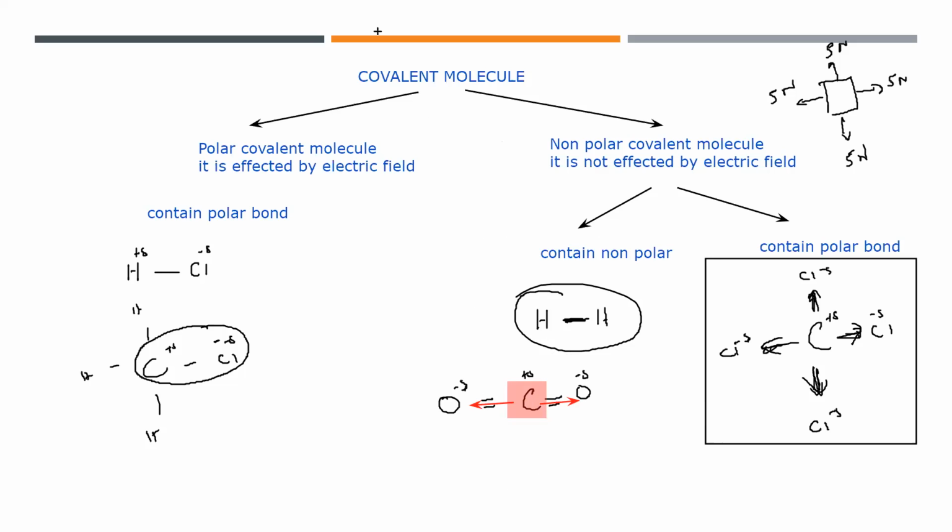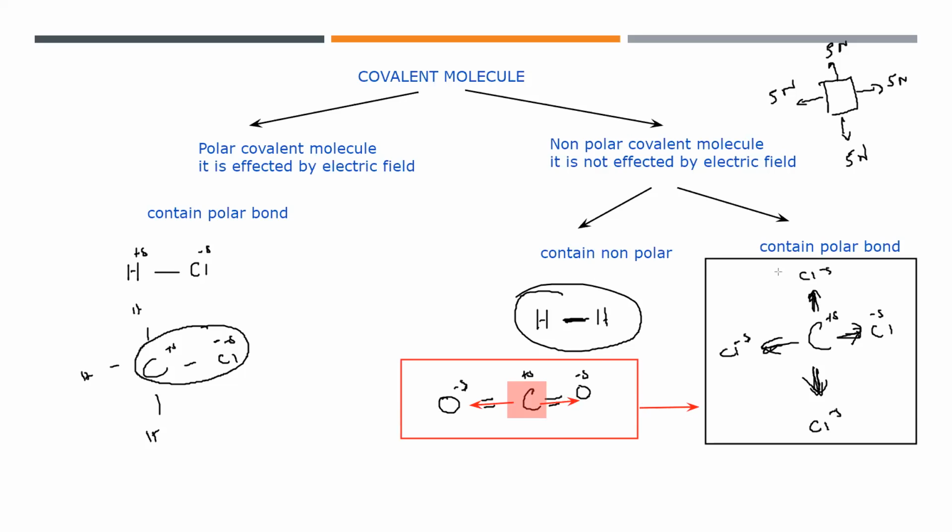So this molecule contains bonds which are polar, but the overall molecule will be non-polar because they cancel out the effect of each other. So this is also the same example for a molecule. So what happened?